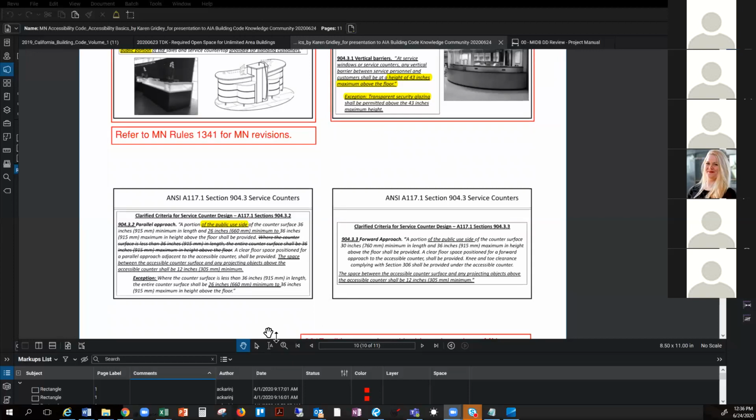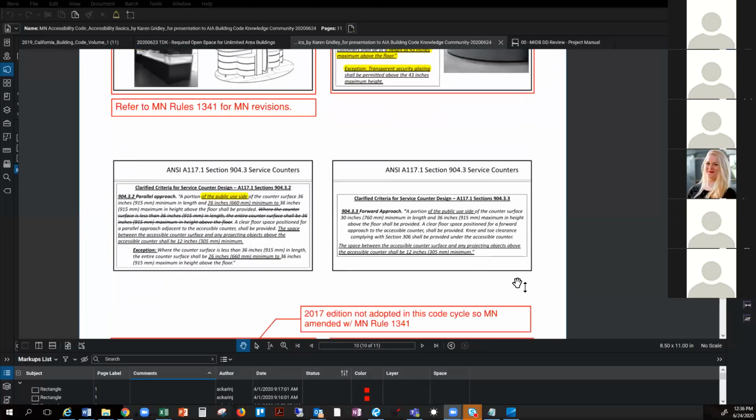But there again, we're all needing to work with our clients and constituents to figure out what works best for the various product, project types and assemblies that are out there. But right now, this is what you have to work with. Same thing with service counters. This is not the scoping anymore. This is getting into the specific details, the technical information, as opposed to the first part of the accessibility code, which is really the scoping of it.